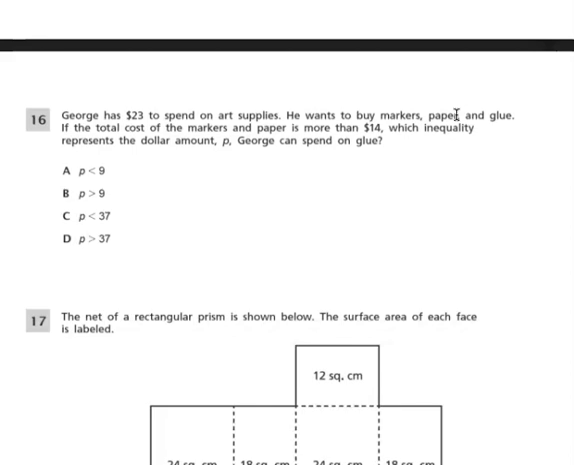So George has $23 to spend on art supplies. He wants to buy markers, paper, and glue. If the total cost of the marker and paper is more than $14, which inequality represents the amount $P George can spend on the glue?